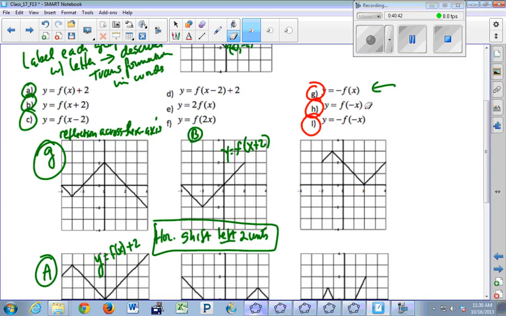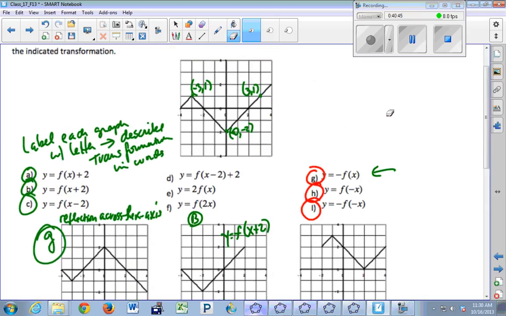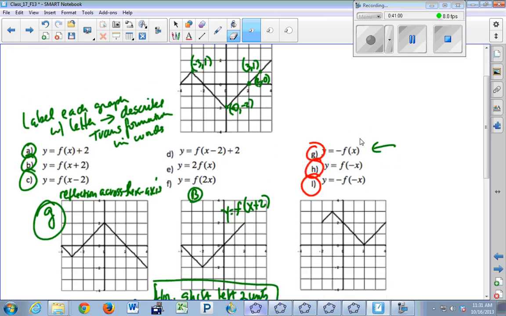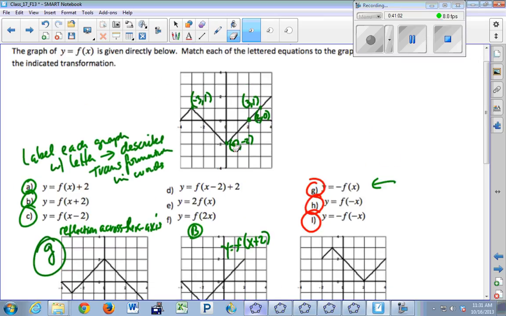H says, flip me or reflect me across my y-axis. So that means this point (3, 1) becomes (-3, 1). This point (0, -2) stays there. Then you want to start picking on some other points. (2, 0) is going to become (-2, 0). So you should be seeing a straight line that has a negative slope, because this has a positive slope.